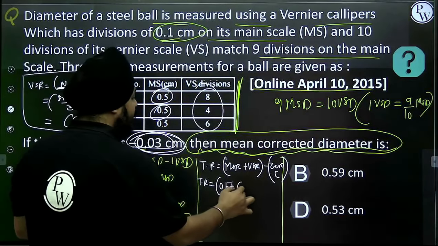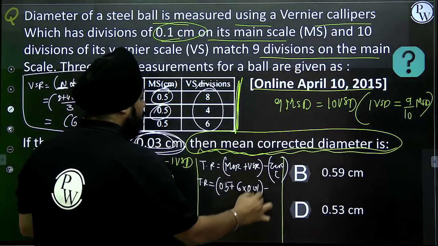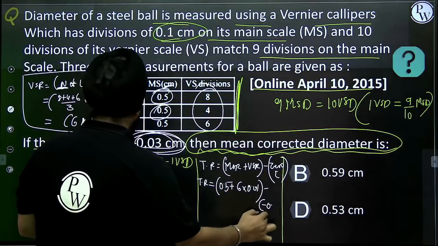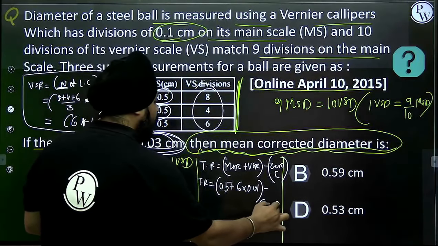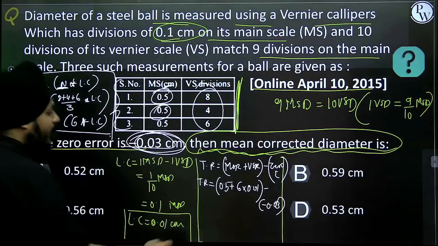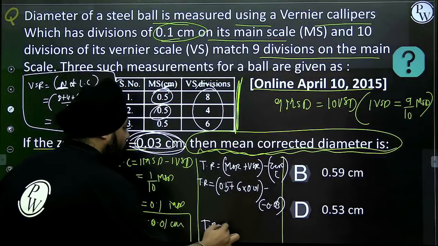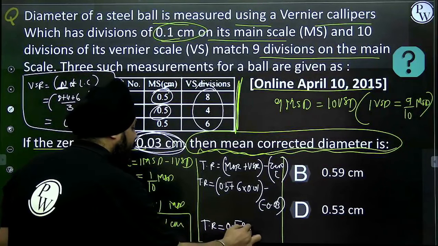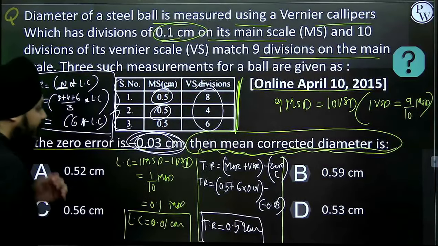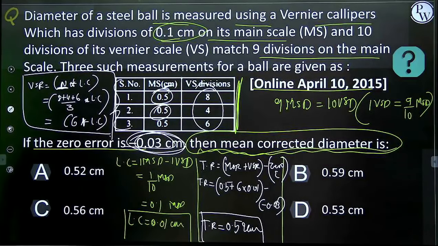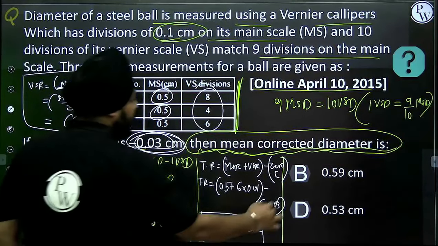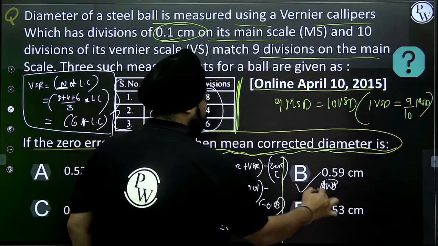So it will be 6 into 0.01 minus zero error, which is negative of 0.03. Finally we get the total reading as 0.59 centimeter. So B is the perfect answer for this specific question.